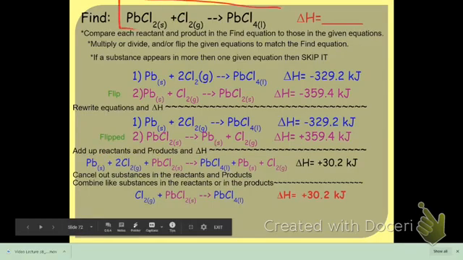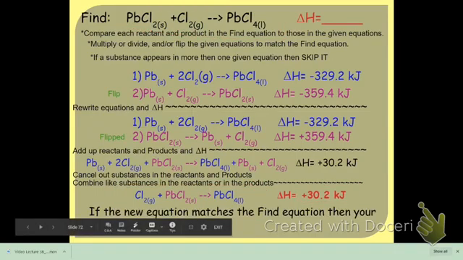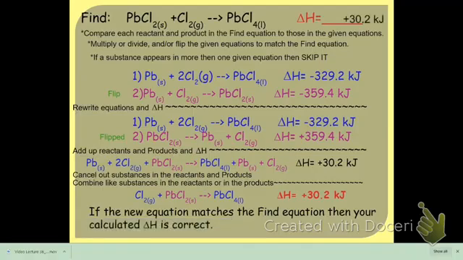So this reaction is the same as this reaction. It doesn't matter whether or not your reactants are in the same order. Just make sure you have all your reactants on one side and all your products on the other side. And of course, the positive 30.2 kilojoules is correct. So easy, right? Because they all match. We know we got it right, right? Easy, right? Okay, let's do another one.